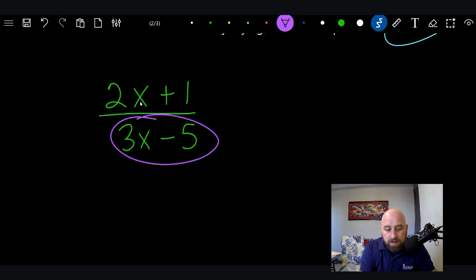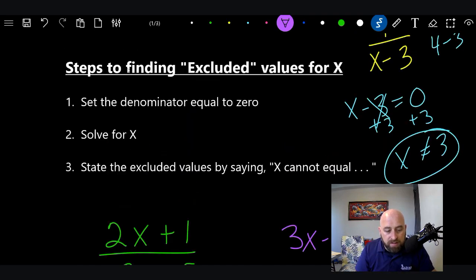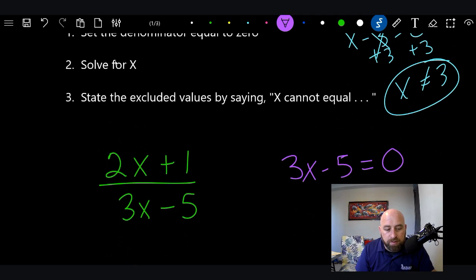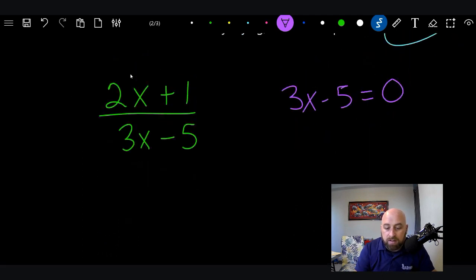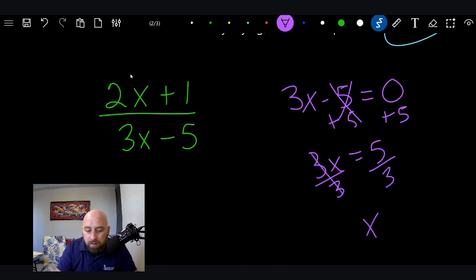Let's come over here to the denominator, and let's say 3x minus 5 equals 0. That was step 1, right? Set the denominator equal to 0. Step number 2, solve for x. So you know how to solve for x. We're going to do plus 5 to both sides. It's going to cancel. We're going to get 3x equals 5. We're going to divide both sides by 3, and we're going to get x cannot equal 5 over 3.